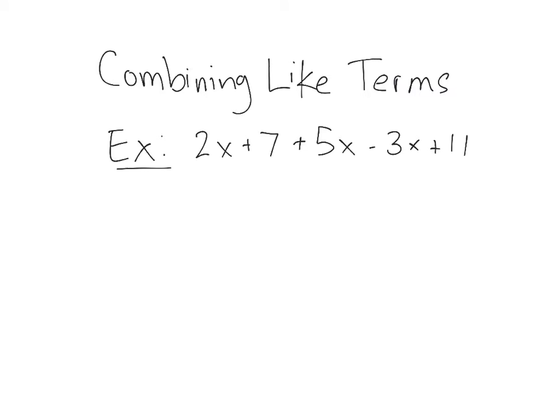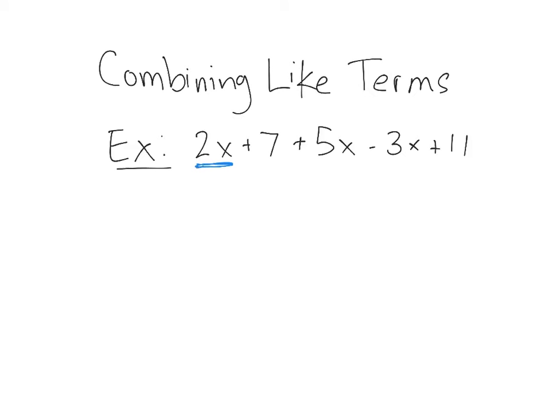Now, the way we combine like terms is we look for all of the x parts and all of the number parts and then combine them separately. I'm going to start with the x's. Your junior high teacher may have drawn shapes around the x terms or may have drawn a certain number of lines underneath.